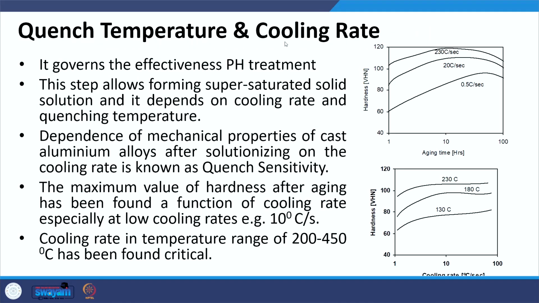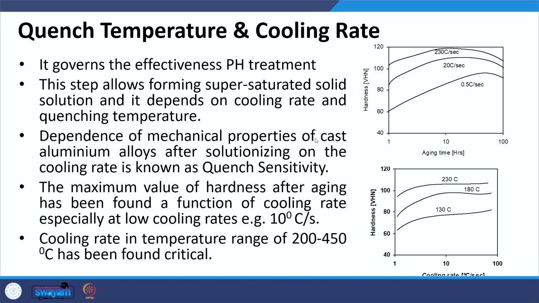Quenching temperature and cooling rate both are crucial for realizing the supersaturated solid solution after development of the homogeneous solid solution. So when the alloy in the homogeneous solid solution state is quenched rapidly to a low temperature, it forms the supersaturated solid solution. When this supersaturated solid solution is exposed either to a higher temperature or to room temperature, it allows the formation of precipitates, and that in turn affects the mechanical properties. So it is important to form a supersaturated solid solution, and that is realized through the quenching step.